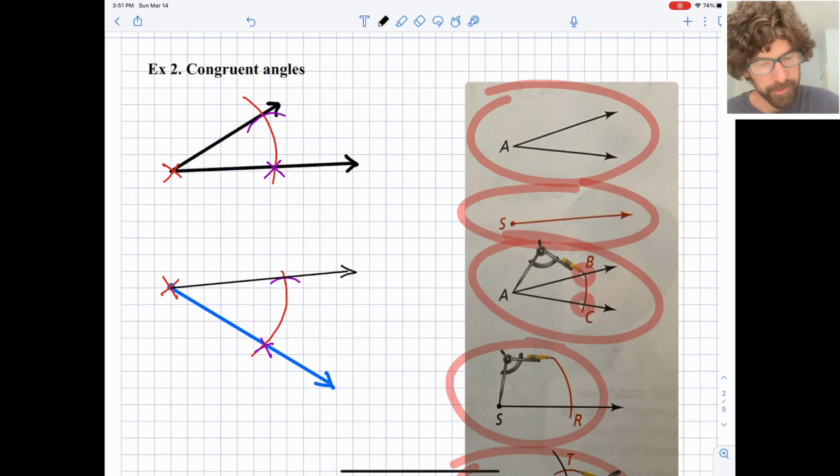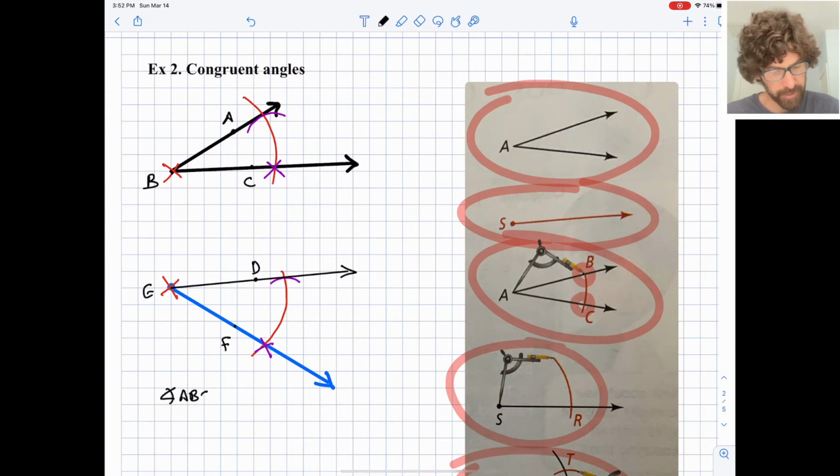Okay, so if this was angle ABC, and this was angle DEF, we could say that angle ABC is congruent to angle DEF. And we can also note that with some congruency tick marks, such as that. Okay, so again, we never measured, we created a perfect copy of an angle.